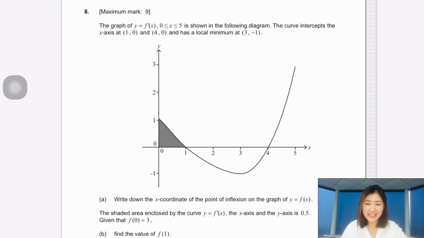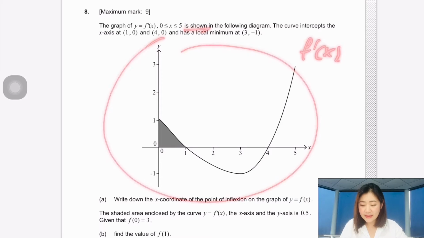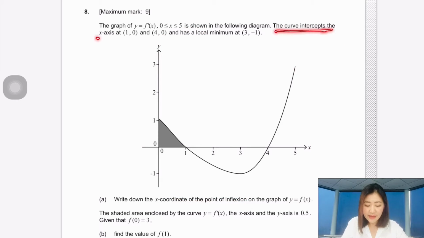Next question, question 8. Let's read. We have a graph for y equals f prime x. The graph of y equals f prime x is shown. So this is f prime x, and the curve intercepts the x-axis right here, and the minimum is at (3, -1). Write down the x coordinate of the point of inflection on the graph of the original one, f(x), not f prime x. So let's revise a bit.